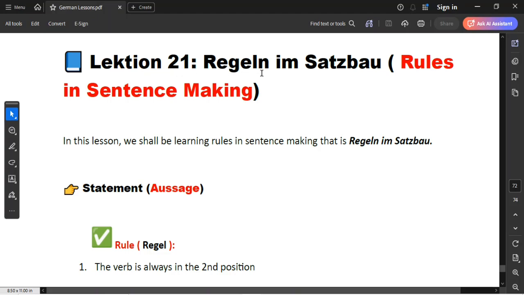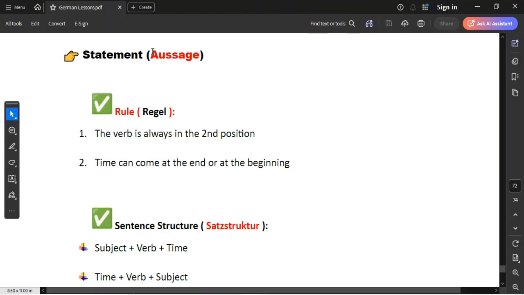Today we shall be looking at Lektion 21, Regeln im Satzbau, that is rules in sentence making. In this lesson we shall be learning Regeln im Satzbau. I want us to go ahead and look at rules in making a statement. And statement in Deutsch is Aussage. I will start with the rule, or rather the Regel.